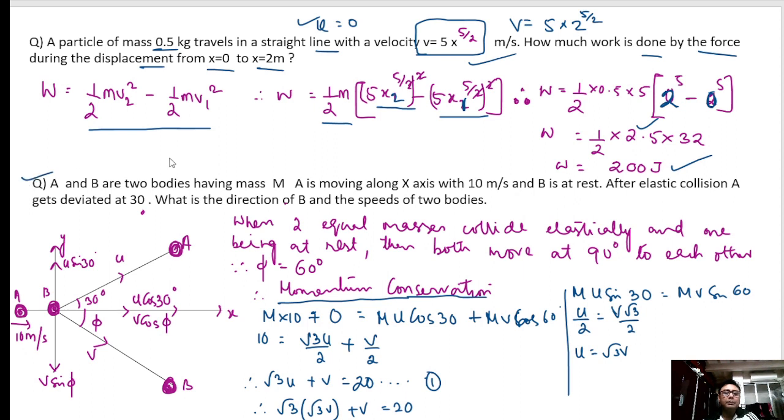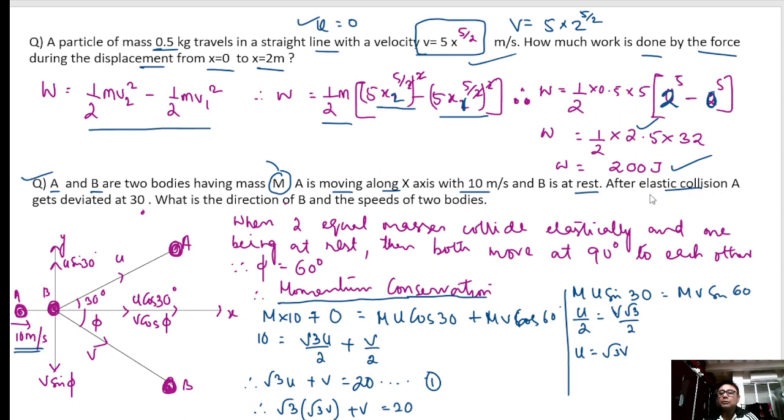Next sum is about collision. There are two bodies, A and B. Please note that the mass of both of them is m. A is moving along the x-axis with 10 meter per second, and B is at rest. So this is the body B at rest.